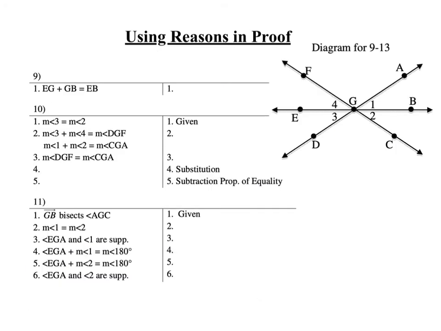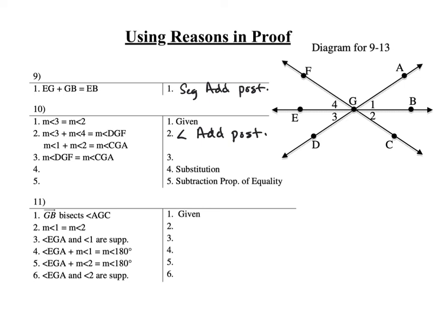So here are some little more obvious ones. Two segments make a big segment. That's the segment addition postulate. Number 10, two angles make a big angle. That's the angle addition postulate.